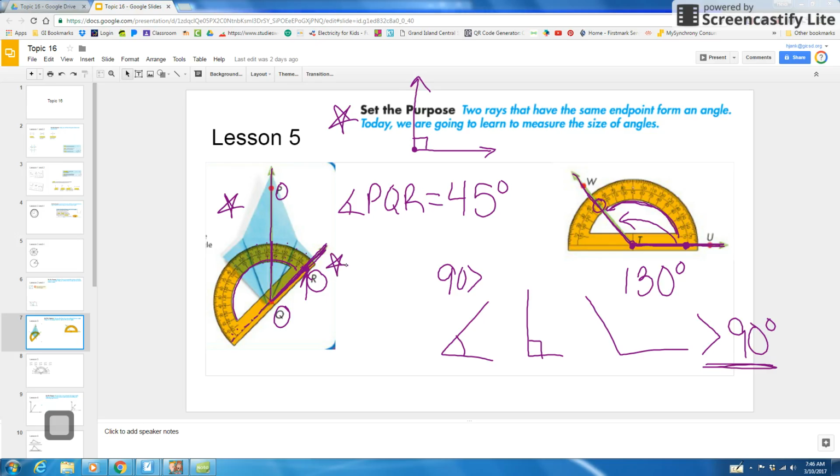This angle over here is an acute angle. You can just tell by it because otherwise it would be 90 degrees there. So you know that your measurement that you come up with should be less than 90 degrees. Okay?